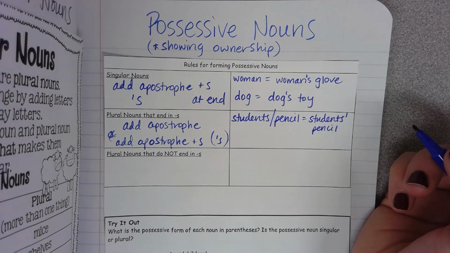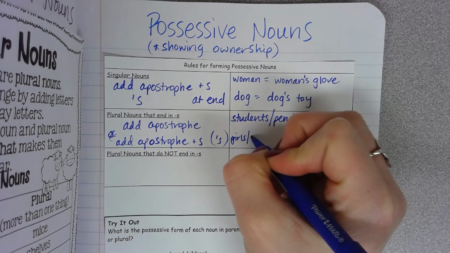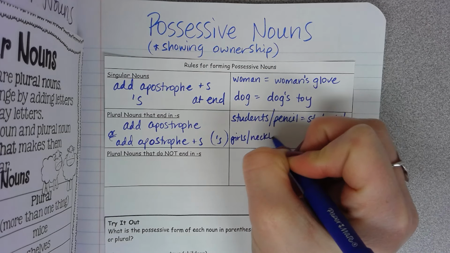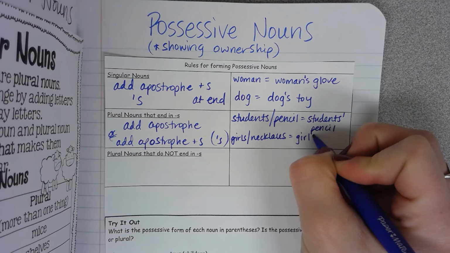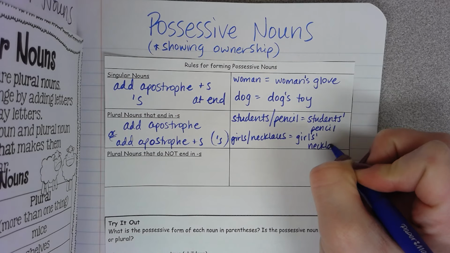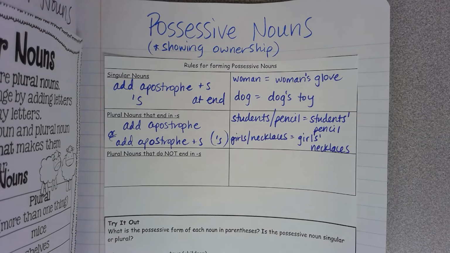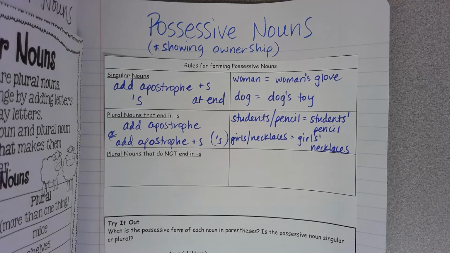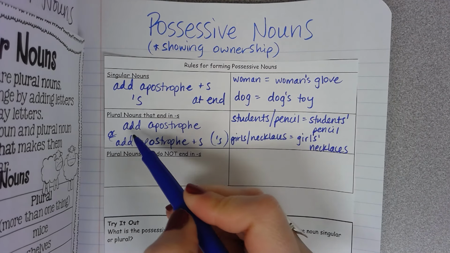Okay, same with girls and their necklaces. Would be the girls' apostrophe. I'm going to write it down here. Necklaces. So multiple girls own multiple necklaces. Okay, now the next rule, let's backtrack. You're most likely just going to do this.